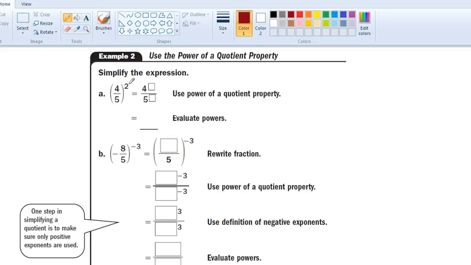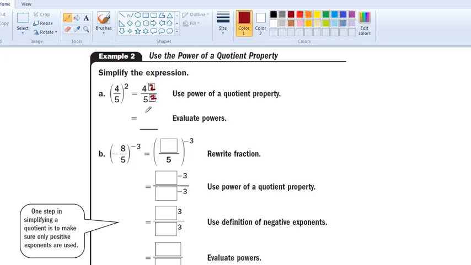All right, now we're going to put the power of a quotient property to use. And we've got a 4/5. It's in parentheses, and it's squared on the outside. So that square right here is going to apply to the 4, and it's going to apply to the 5. Looks like this. It's 4 squared over 5 squared.